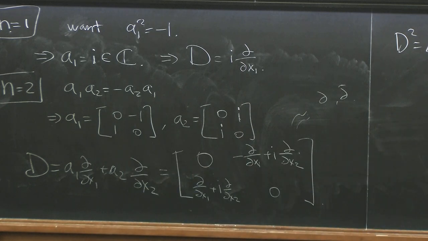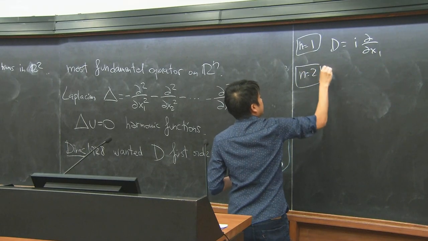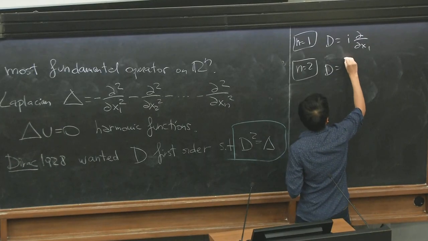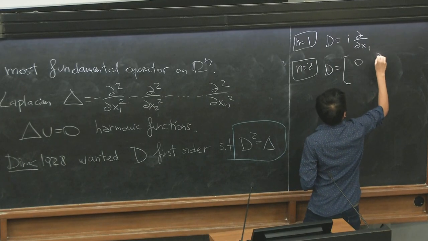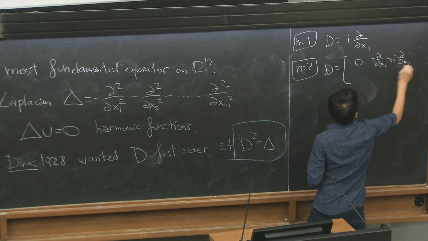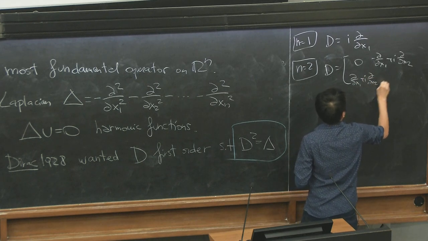So D is, for n equals 2, 0, i d in dx1 minus d in dx2, and d in dx1 plus i dx2, 0. I'll leave it here for later.